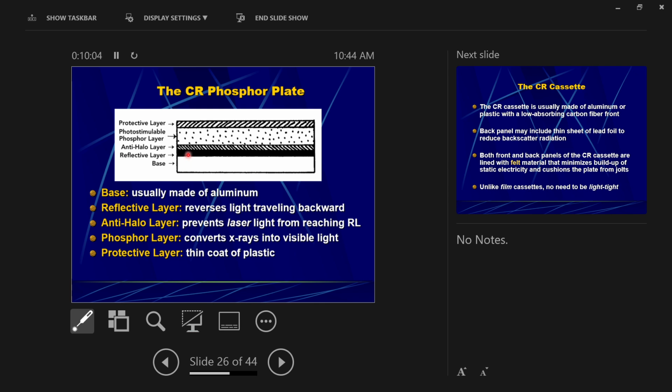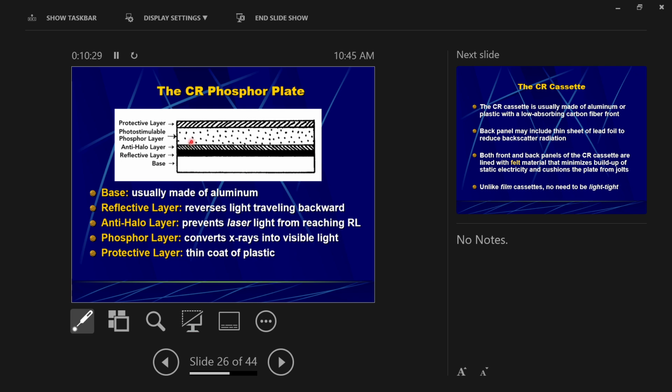Above that, we have what's called a reflective layer. It reverses light traveling backward, so we don't overexpose the receptor, the plate. An anti-halo layer, preventing laser light from reaching the reflective layer. I'll explain what the laser light is in a little bit. Laser light is part of the processing components.